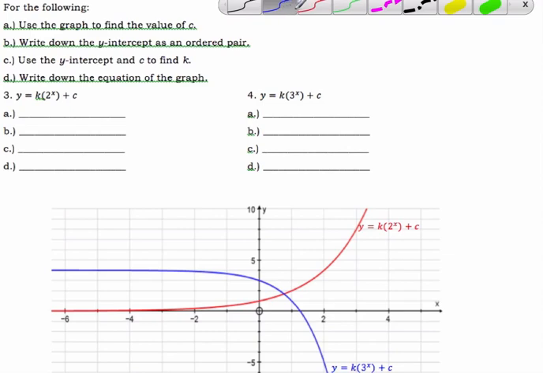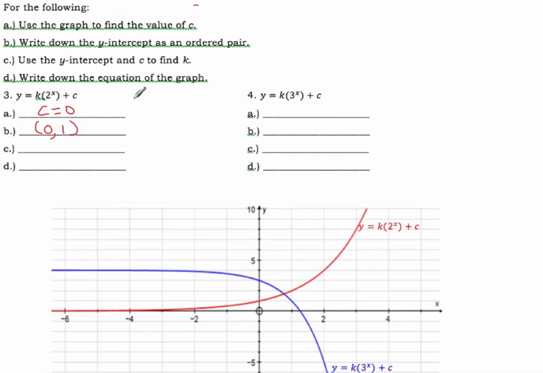Okay, so this next one, the red graph is number 3. We're going to use the graph to find the value of c. Well, the horizontal asymptote is 0, so c equals 0. Write down the y-intercept as an ordered pair. That means it has a coordinate, so the y-intercept is 1. That's (0, 1). Use the y-intercept and c to find k, so we'll have to do some algebra there.